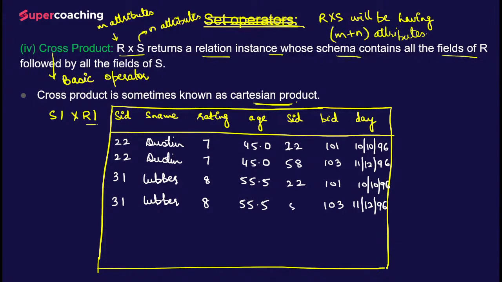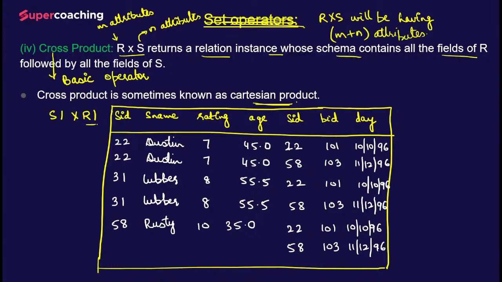Third row is for Rusty, that is 58, and the rating was 10, 35.0. Both the entries should come: 58, 101, 103, 10, 10, 96, 11, 12, 96. This is for 58, Rusty, 10, and 35.0. बेसिकली attributes को हम add कर रहे हैं और जो tuples हैं उनको हम multiply कर रहे हैं.